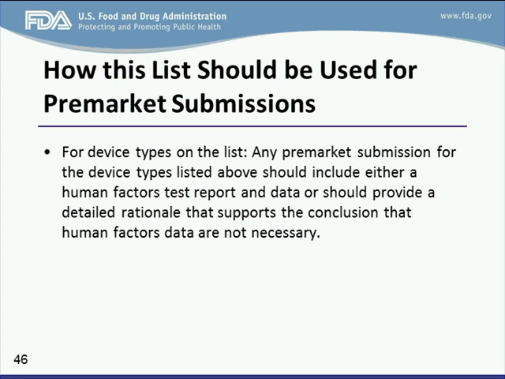If your device is clearly on the list, there are two options. Your first option is to provide the human factors report and data based on Appendix A of the final human factors guidance. The other option is to provide a detailed rationale supporting your conclusion that human factors data is not needed. That means you have to conduct a risk analysis and evaluation associated with the intended uses and the use environment of your device, and your analysis should indicate that the severity of potential harm resulting from use error is not serious or is very minimal.